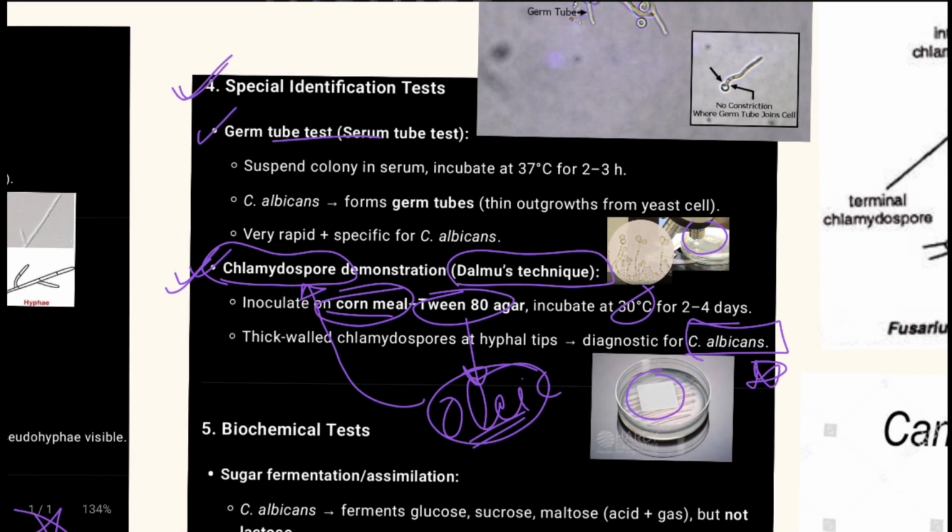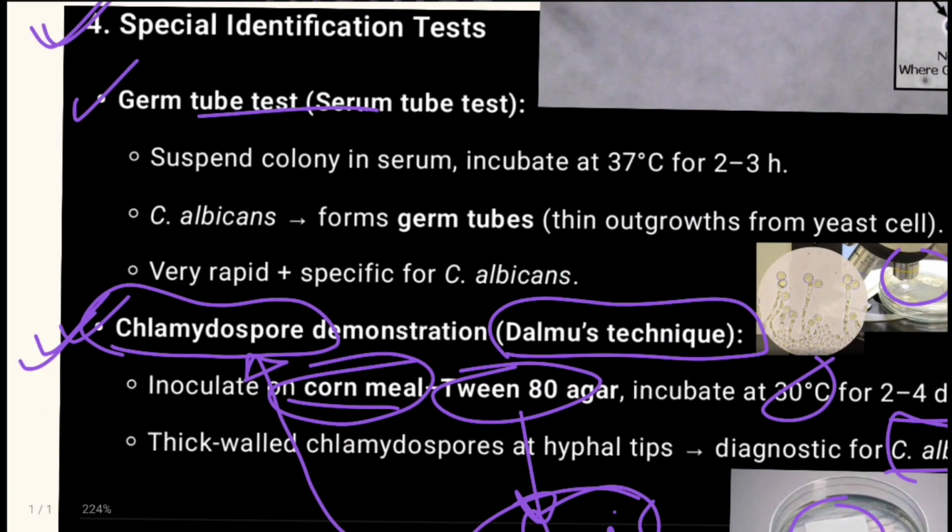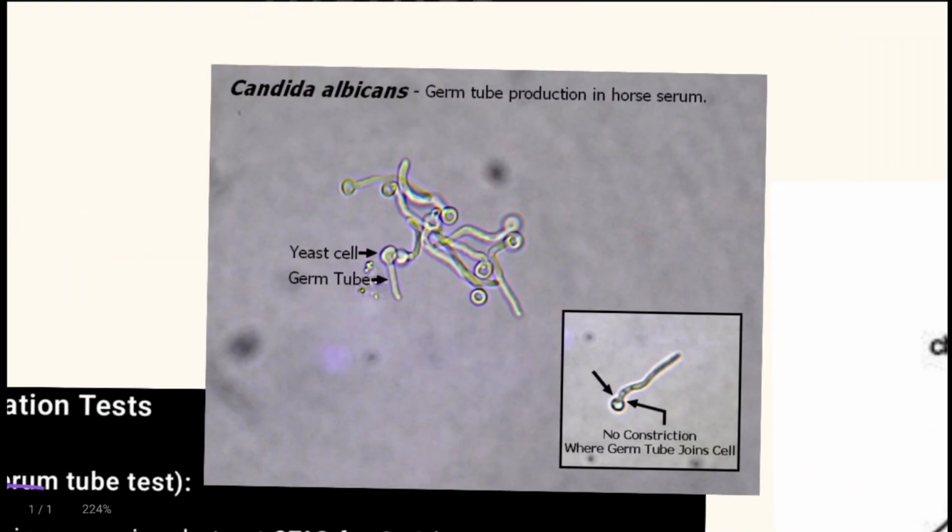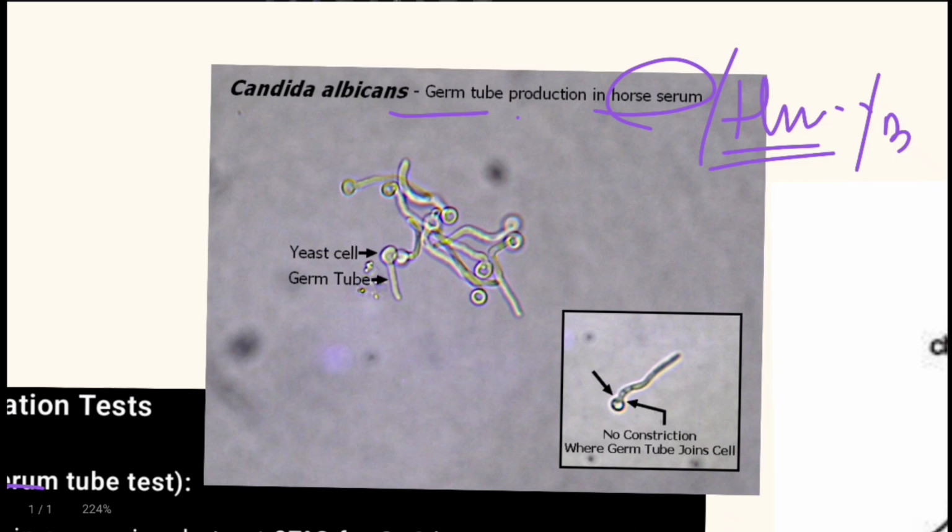Then we'll discuss the germ tube test. As the name itself indicates, germ tube. Here you can see germ tube production in serum. Horse serum, human serum, or any other bovine serum can be used to produce structures such as the germ tube. So basically this is a yeast cell.